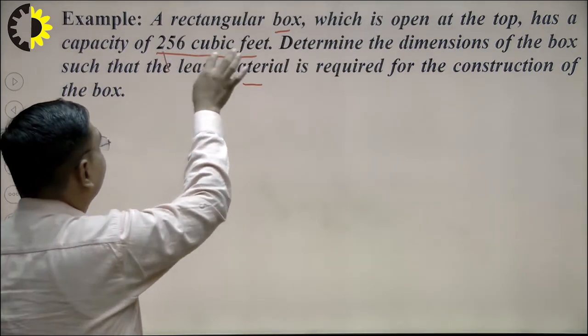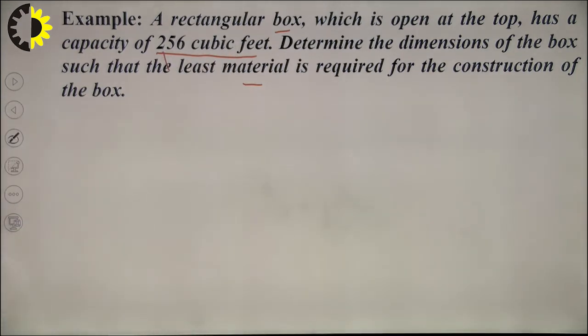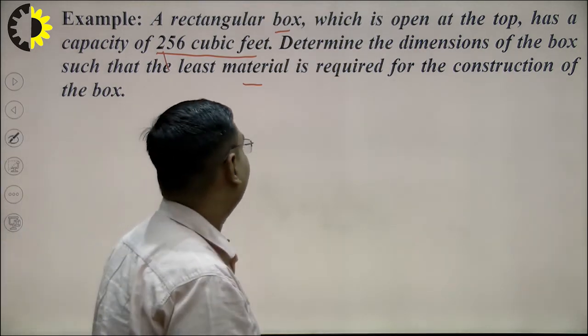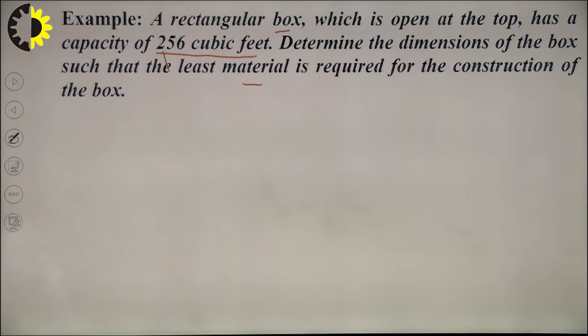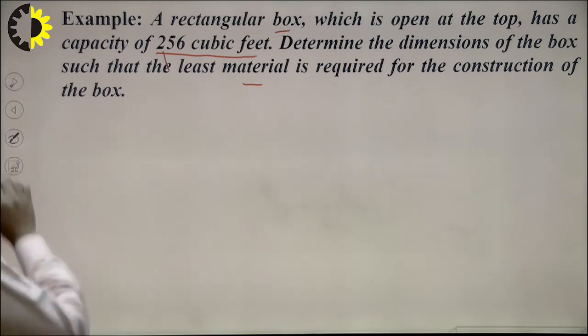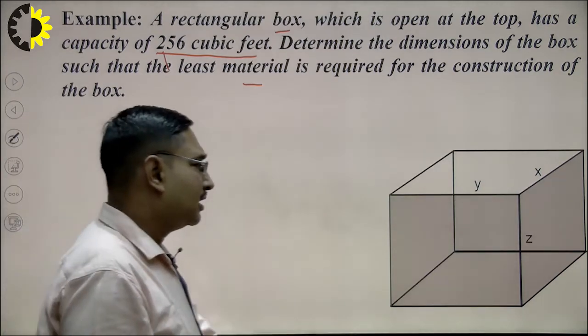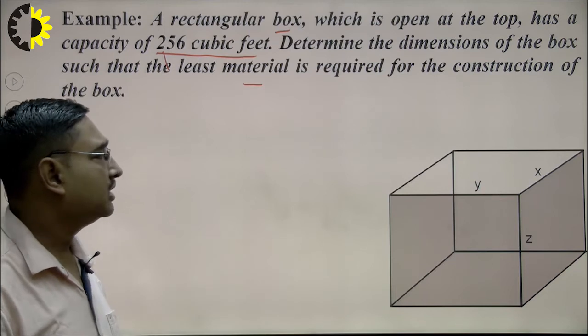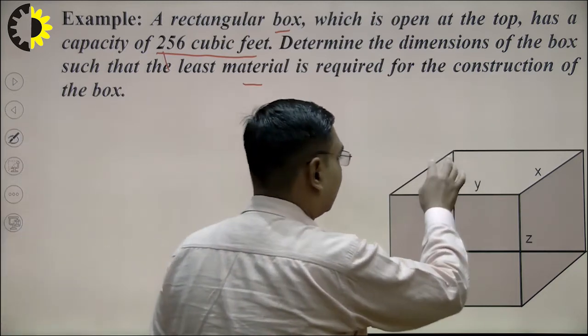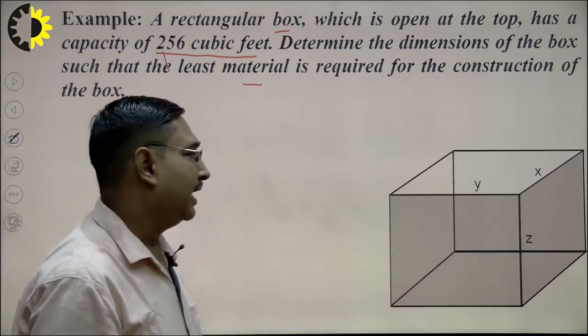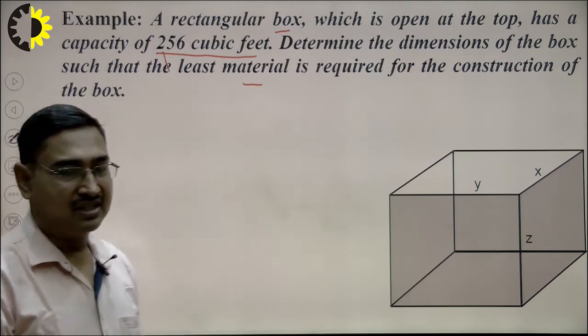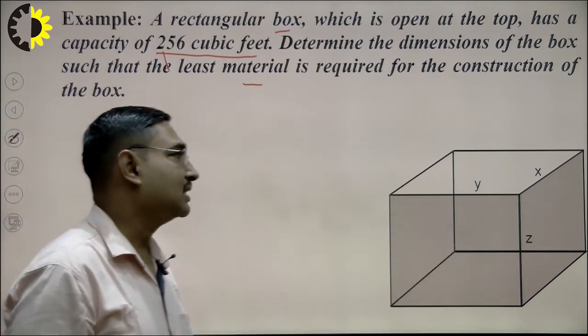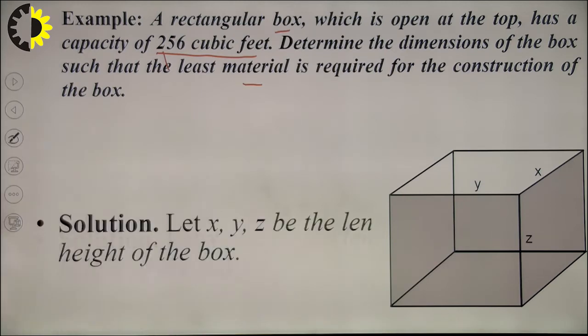The capacity, that is the internal volume of the box, is 256 cubic feet, and we are to determine the dimensions of the box so that the material required in construction of the box is least. The box will look something like this, because the box is open at the top, and there are the remaining 5 faces, and this open box is to be constructed.